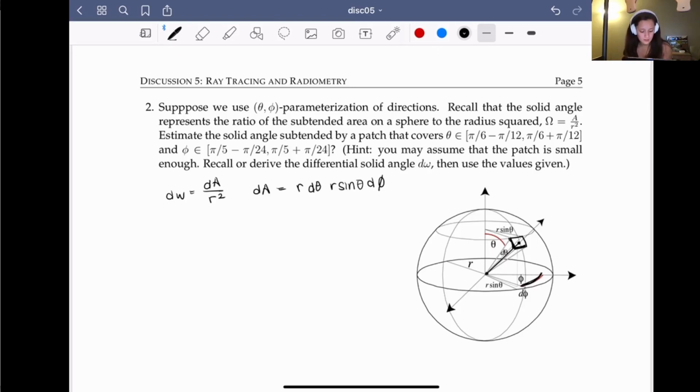Okay, and then all of that divided by r squared. We just get d theta sine theta d phi.